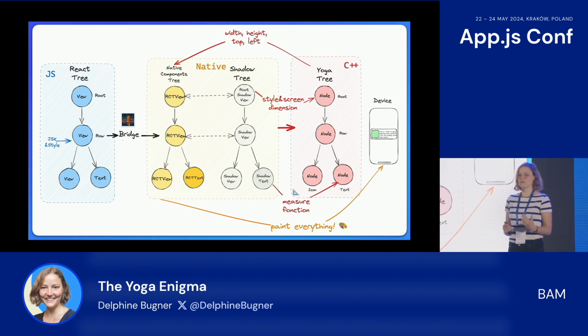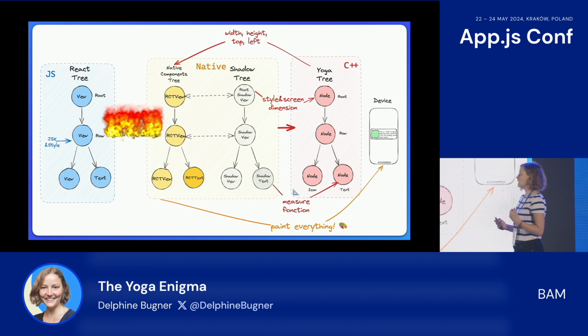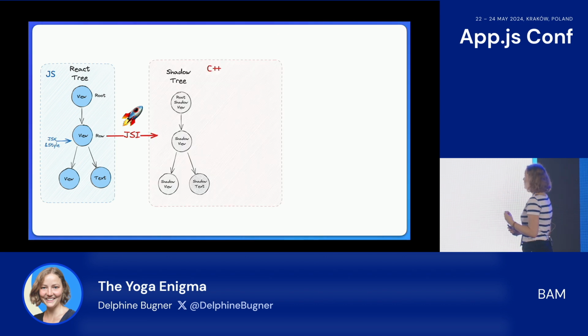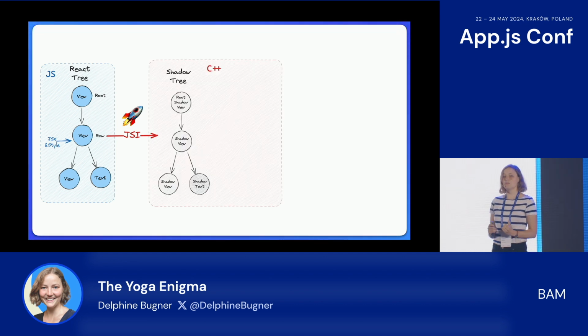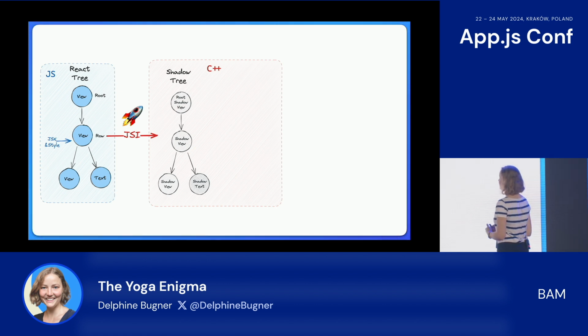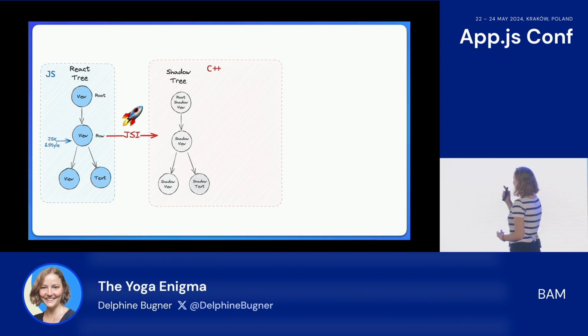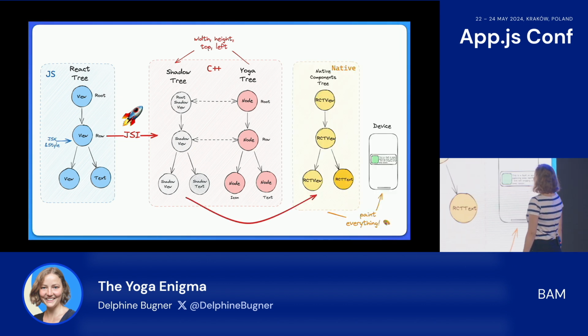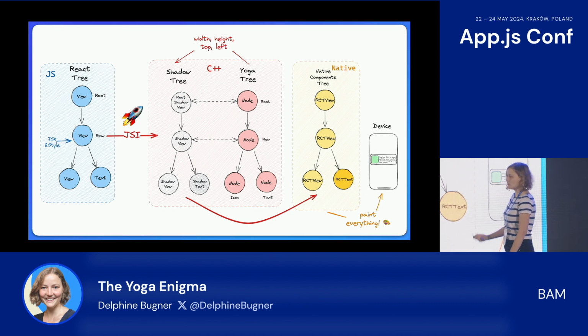In the new architecture, as you know, bridges are no longer a thing. We use what we call JSI to communicate with the native. And JSI, well, it's C++, so now the shadow tree lives directly in the C++ layer, which allows us to share even more code between iOS and Android, which I think is pretty cool. It communicates with the Yoga tree directly from there, but then the rest of the story is the same. Every dimension that is computed is given back to the shadow tree, the native component tree is created, and everything is painted on screen.